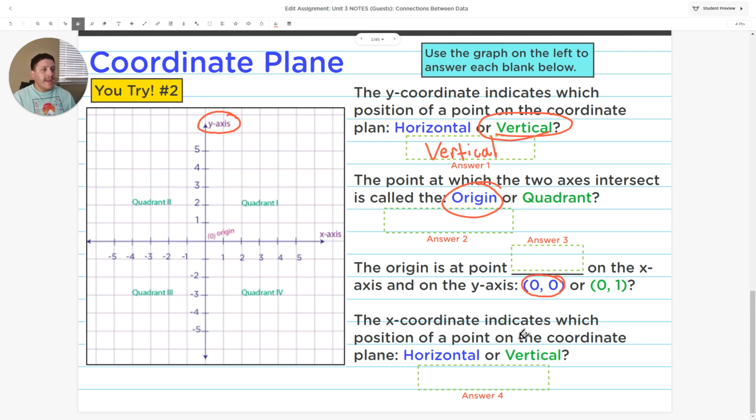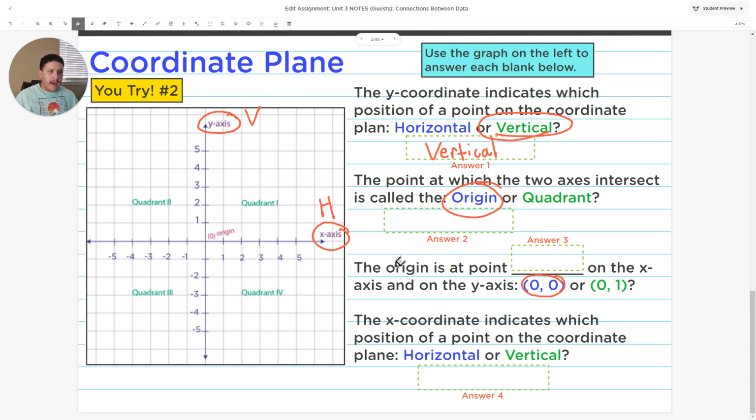The x-coordinate indicates which position of a point on the coordinate plane, the horizontal or the vertical. So we already said that the y-axis was the vertical, which means that the x-axis is the horizontal, the one that goes left and right.